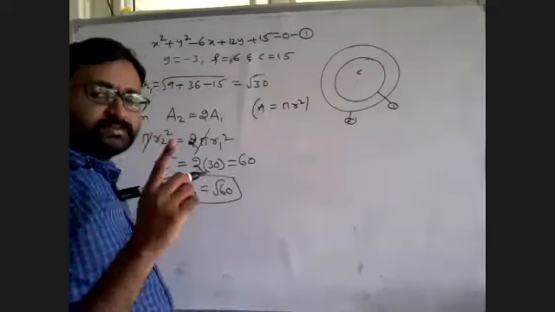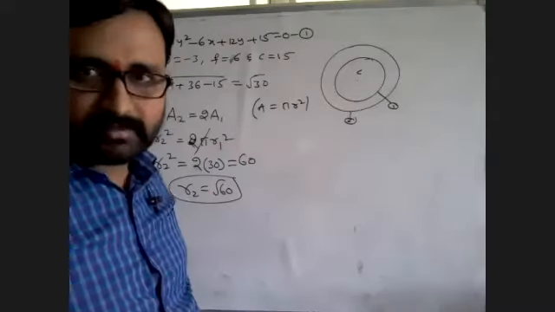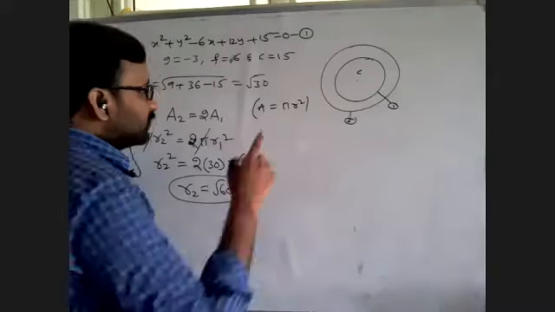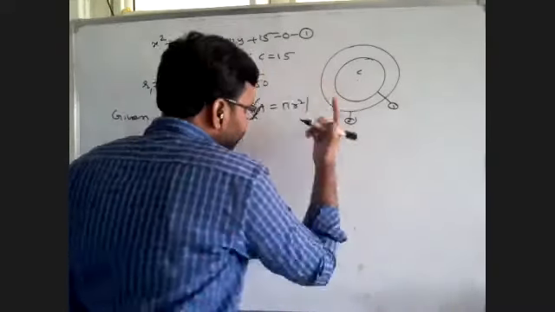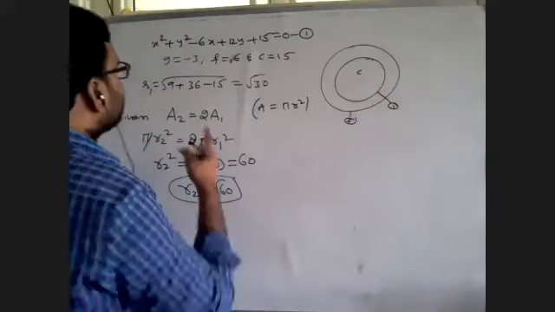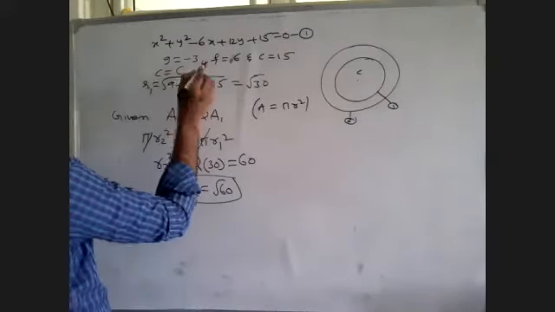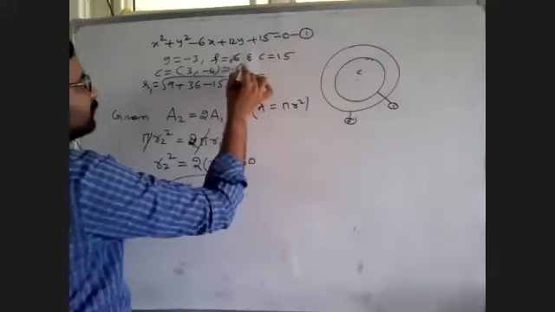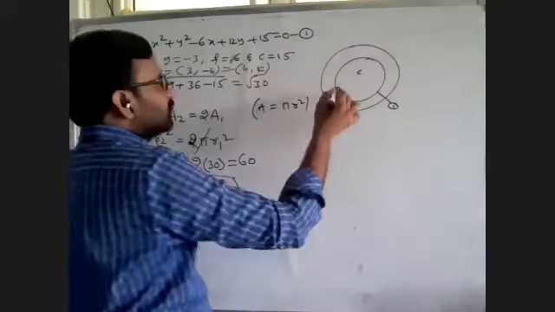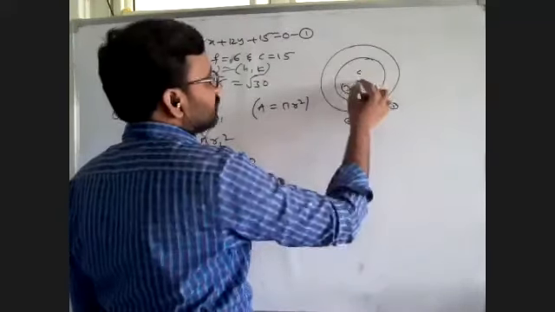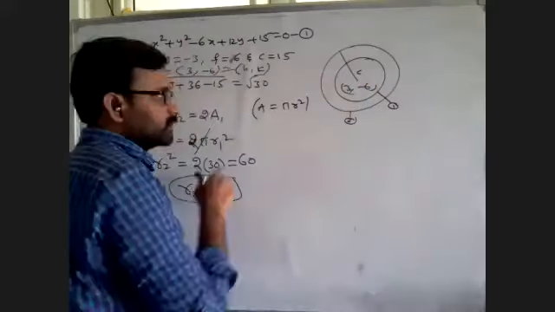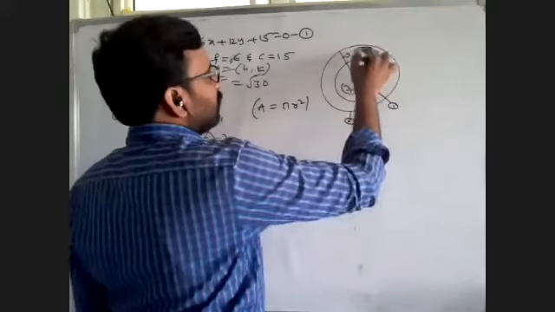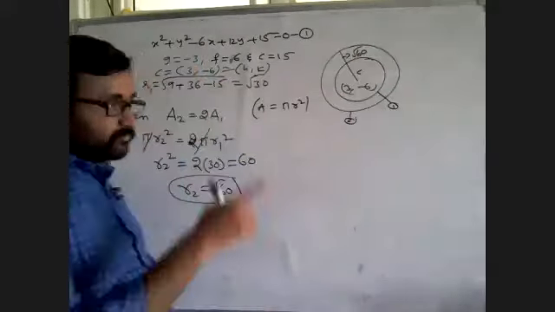But these circles are concentric, right? Then the centers are same. The center of this circle will be the center of the second circle. What is the center of the first circle? C is equal to minus g comma minus f, which is 3 comma minus 6. And this is nothing but h comma k. Center is 3 comma minus 6. And radius is root 60.